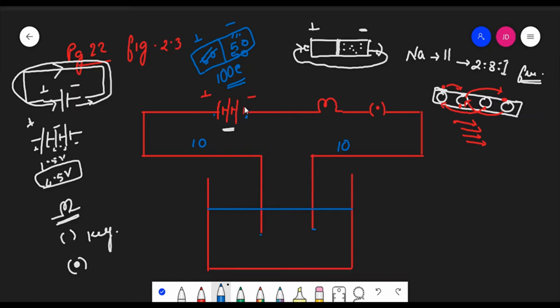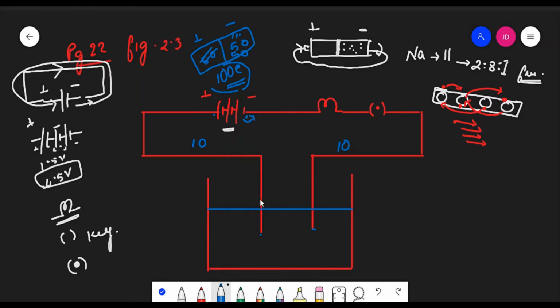This battery has how many electrons in total? Total 100 electrons right now, full of electrons. So they will try to move into this wire. But this wire already had 10, which means its capacity is only 10. So these electrons will try to enter here, but this wire will not allow the electrons to enter.